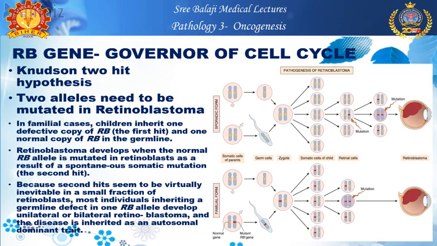So what is the retinoblastoma gene? This is also called the governor of the cell cycle. So you have what is called Knudson's two-hit hypothesis. That is, two alleles need to be mutated in retinoblastoma. In familial cases, the children inherit one defective copy of the retinoblastoma gene, that is the first hit, and one normal copy of retinoblastoma in the germline. Retinoblastoma develops when the normal RB allele is mutated in retinoblasts as a result of spontaneous somatic mutation, which is the second hit. Because the second hit seems to be virtually inevitable in a small fraction of retinoblasts, most individuals inheriting a germline defect in one RB allele develop unilateral or bilateral retinoblastoma.